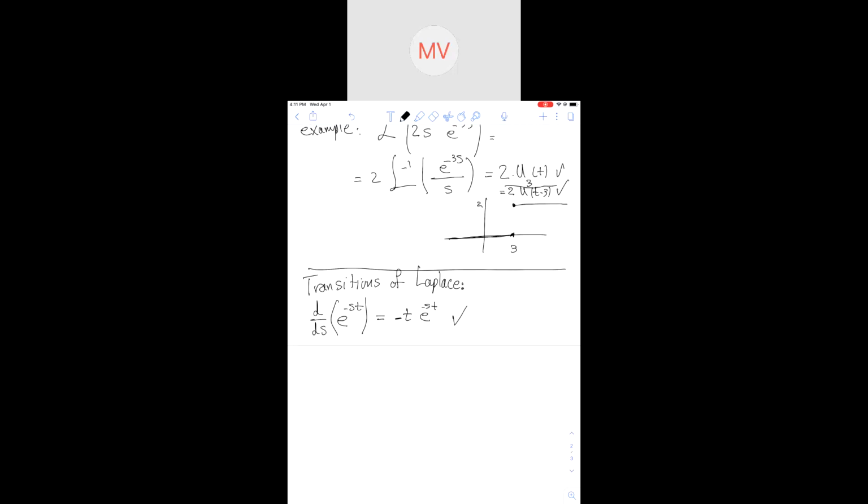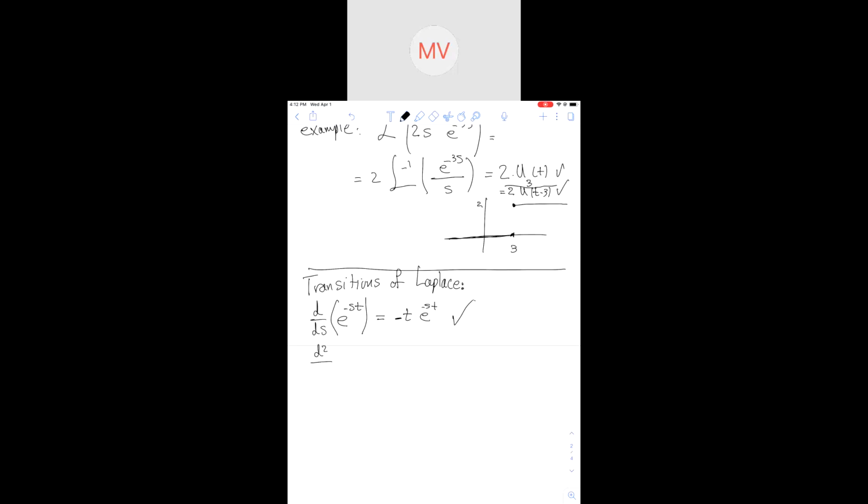So everybody okay with that derivative with respect to s? With respect to s, t is a constant, right? It's like you're taking the derivative of e to the 5t. What's the derivative? It's 5e to the 5t, right? All right. What's the second derivative? Let's find the second derivative.